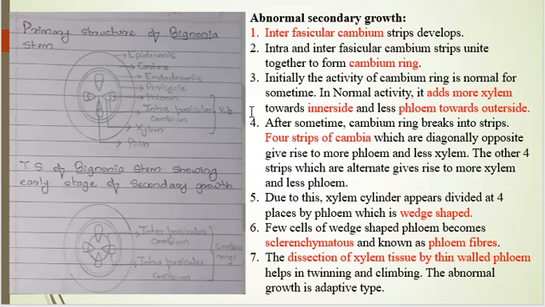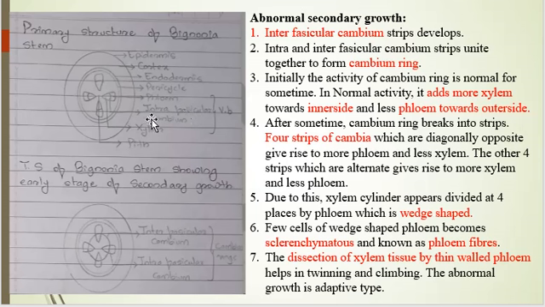So in abnormal or anomalous secondary growth, the primary structure of Bignonia stem in this figure. It is the primary structure of Bignonia stem. This transverse section of Bignonia stem shows the outer part is the epidermis. Below the epidermis, the cortex region is present.